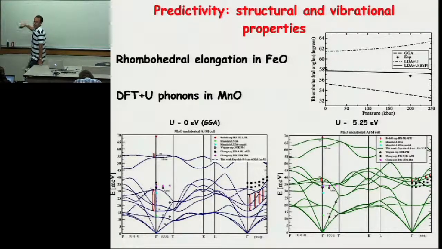So again, this means that accounting in a better way for electronic correlation is important for a number of properties. In most cases, dealing with these materials, you cannot really use a standard approximation and be sure that everything is working or is predicting a good result.